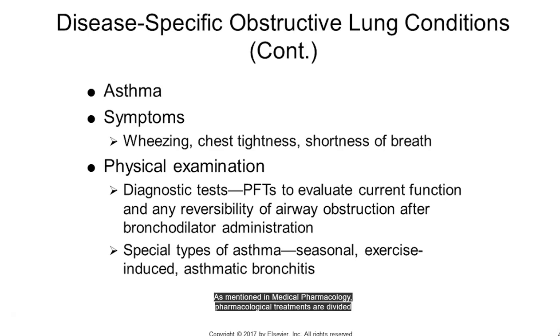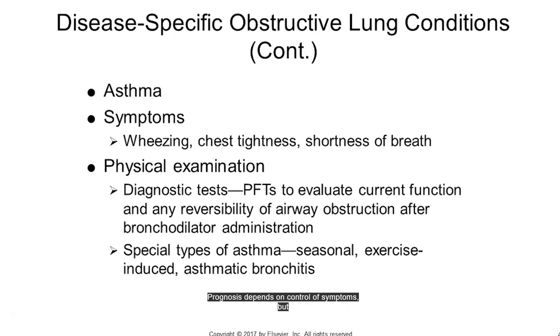As mentioned in medical pharmacology, pharmacological treatments are divided into two classes: 1. Short-term relievers, such as albuterol, and 2. Long-term controllers, such as anti-inflammatories and long-acting bronchodilators.